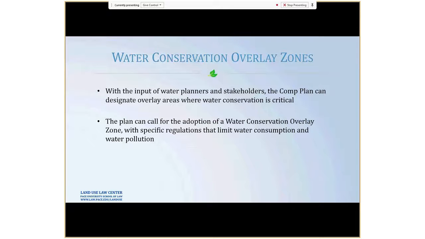Here's an example of a provision that might come out of this collaboration, a water conservation overlay zone. With the input of water planners and stakeholders, the comprehensive plan can identify and designate overlay areas where water conservation is critical. The plan can call for the adoption of a water conservation zone or multiple zones with specific regulation that limit water consumption and water pollution within those zones, so that not all parts of the community are affected by this type of planning, but rather those areas that are most critical to accomplishing conservation goals. This adds to the traditional zoning and site plan regulations and allows more specific emphasis on water conservation than traditionally those regulations allow. Next slide.